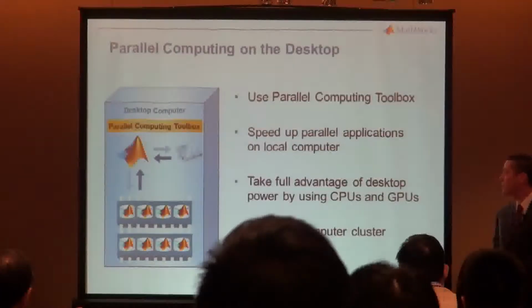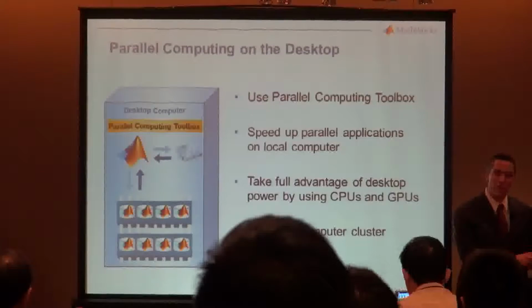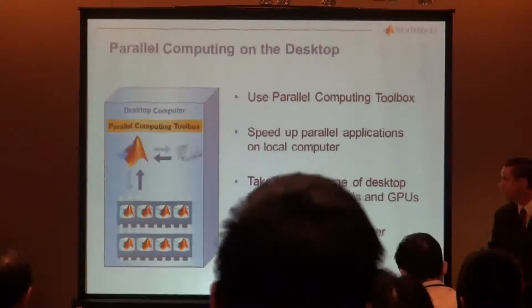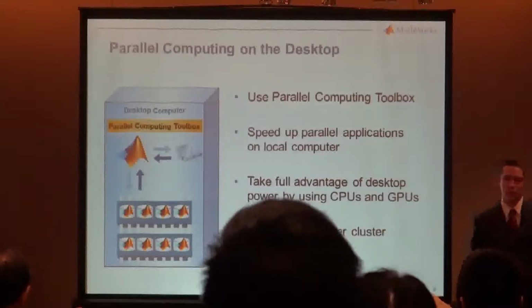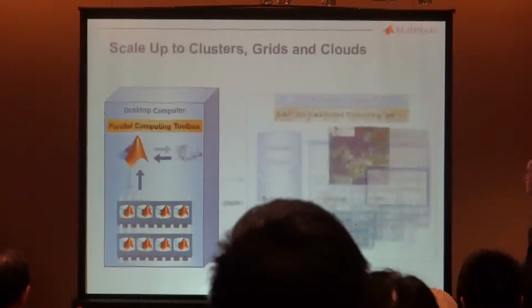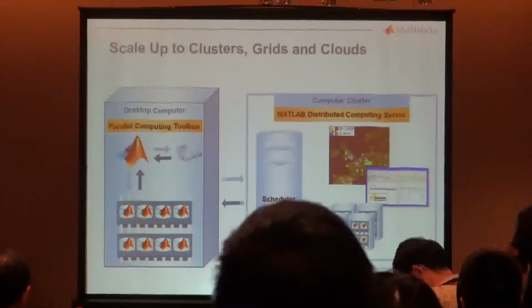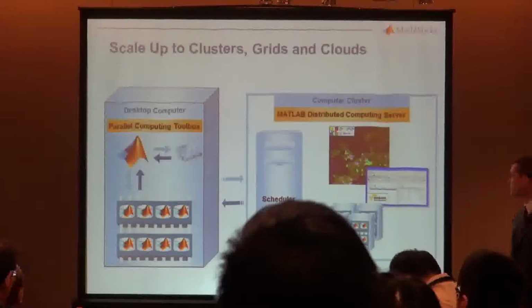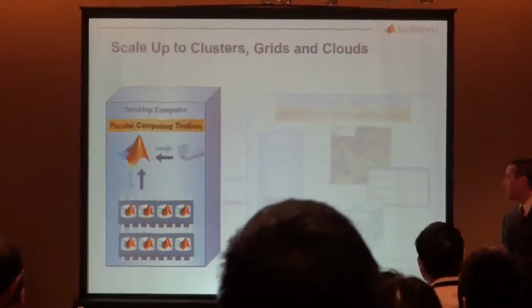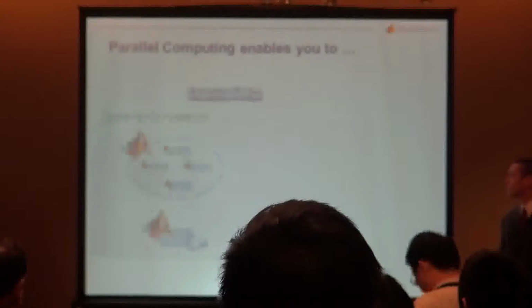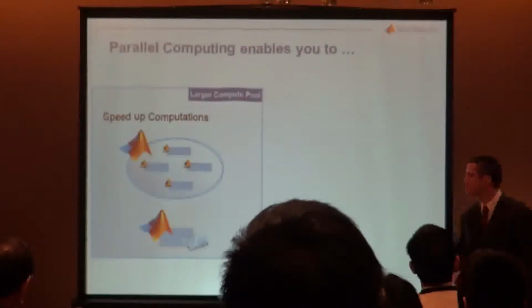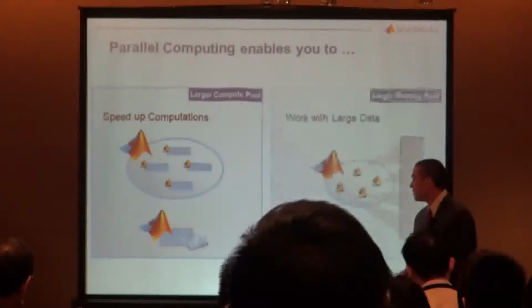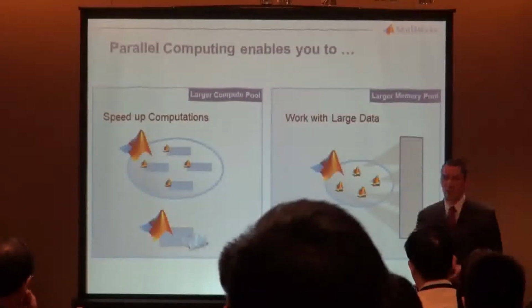So we'll start off with the Parallel Computing Toolbox, accelerating your code on your desktop. 12 local workers, no separate hardware required. You're just looking at your box here. We'll see how easy it is to scale up from your desktop to additional computing resources, whether it be a cluster or something else. We'll start off with talking about performance acceleration in terms of computational speed, but we'll also look a little bit at working with large data.